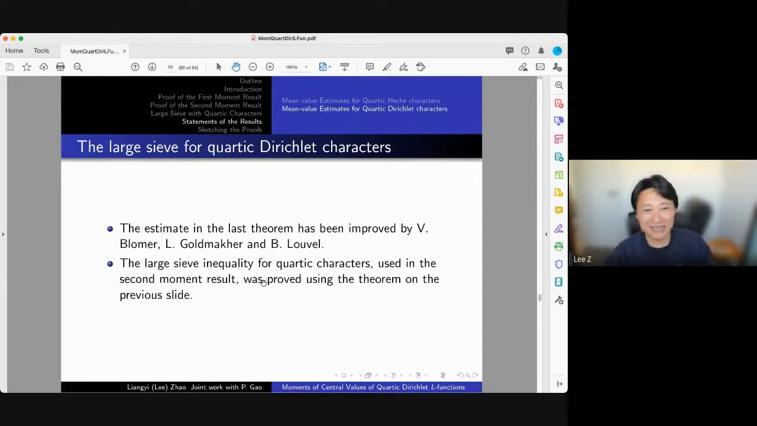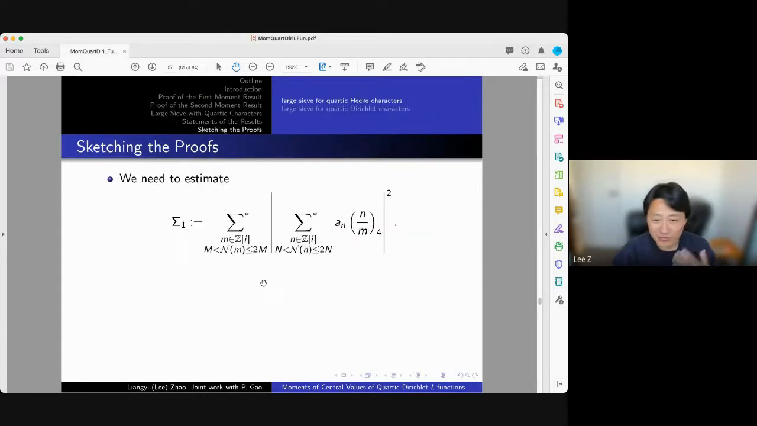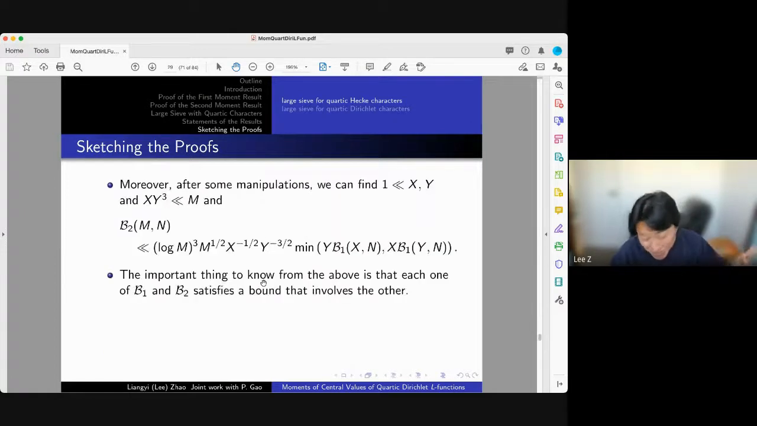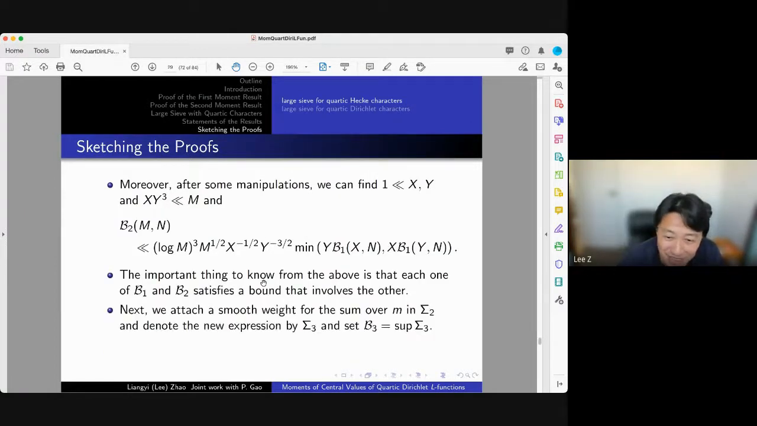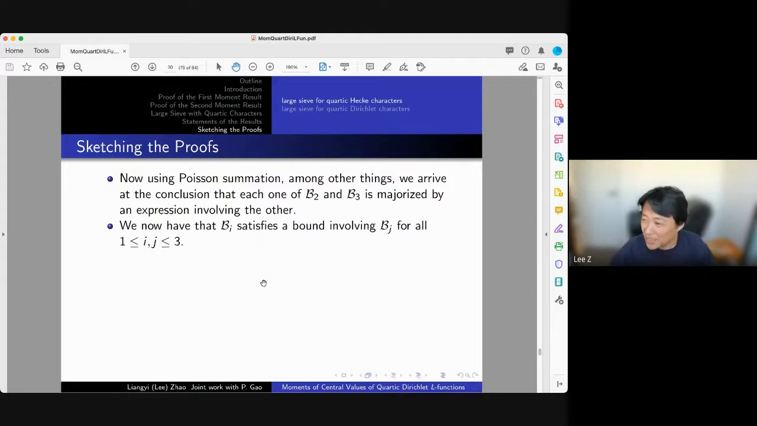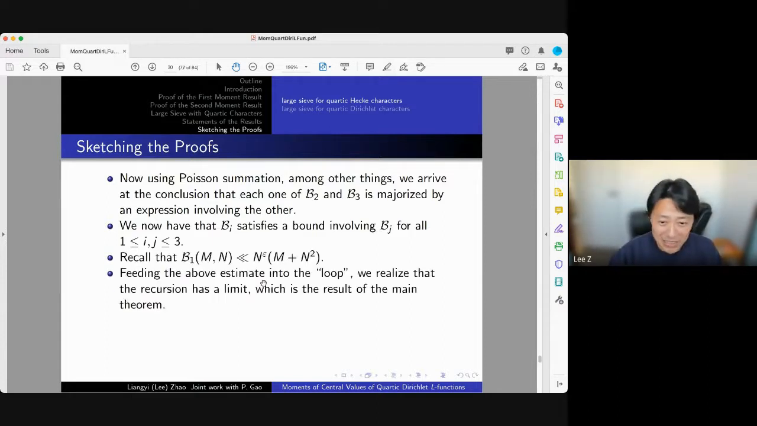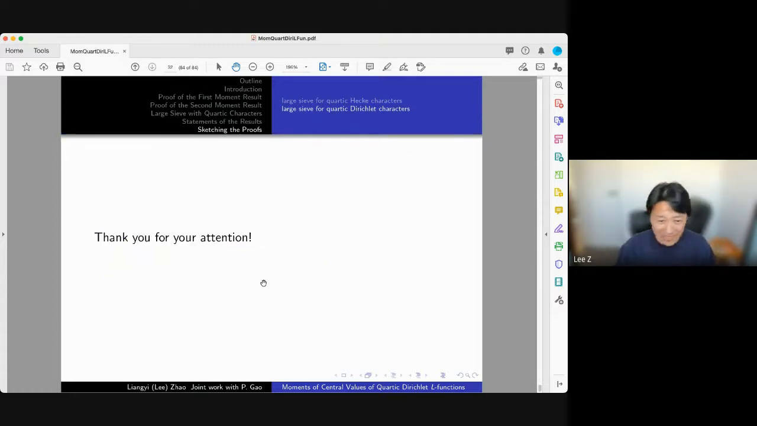So in my slides, I sketched the proof of the large sieve inequality for quartic characters, which uses the method of Heath-Brown. It's a very beautiful method, the recursive treatment of those sums, which I won't have time to go into. Once you use this method to prove the large sieve for quartic characters, and you apply that to the moments of L-functions, you end up having the upper bound for the second moment. All right, I'm out of time, so I'll just go to the very end.